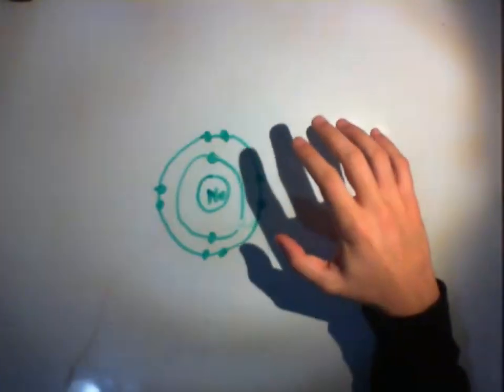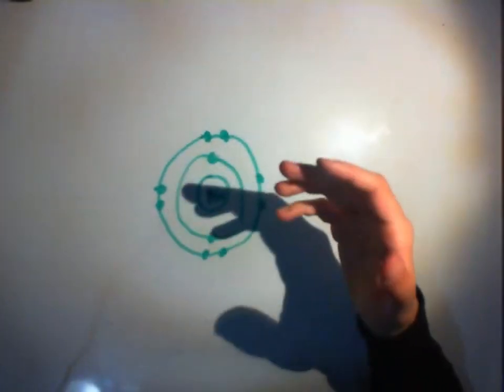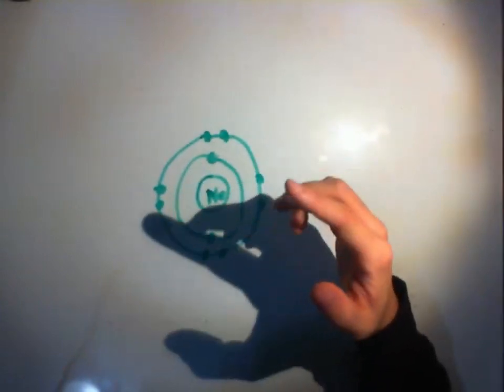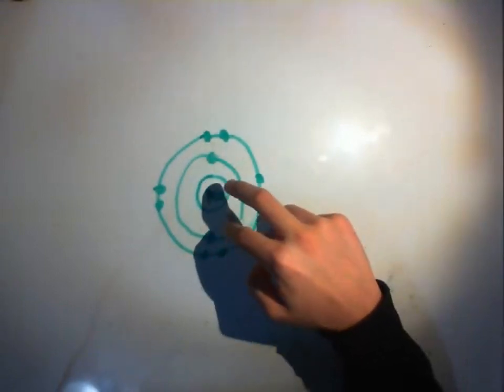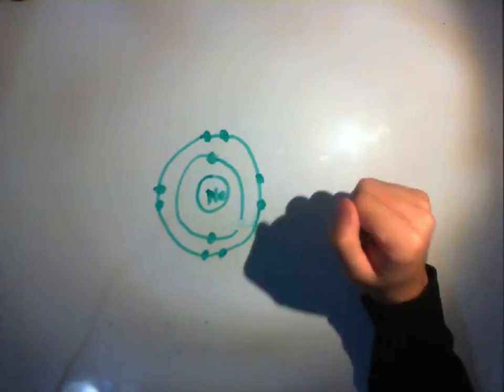Now, this is a classic example of the Rutherford model of the atom. This is an example of a neon atom. It has a full valence shell of 8 electrons in its second electron shell. Okay, but let's take a deeper look at these actual electrons themselves.